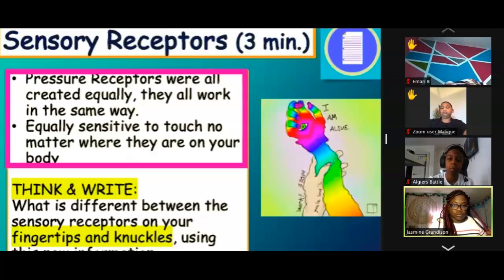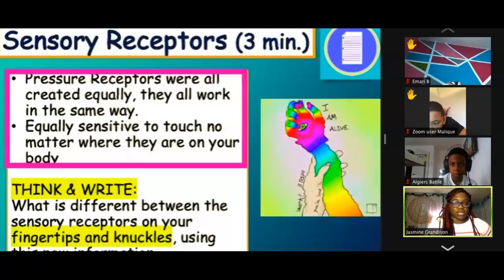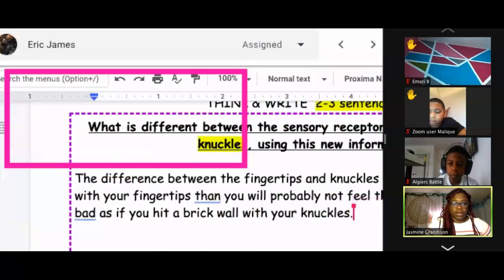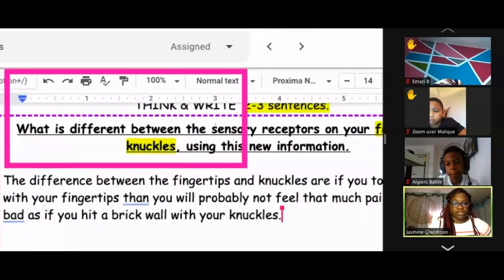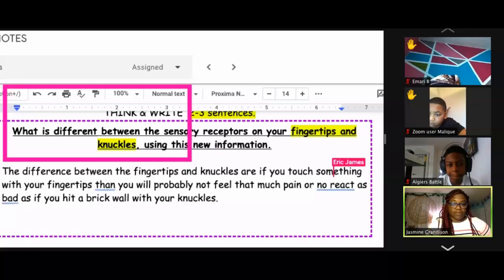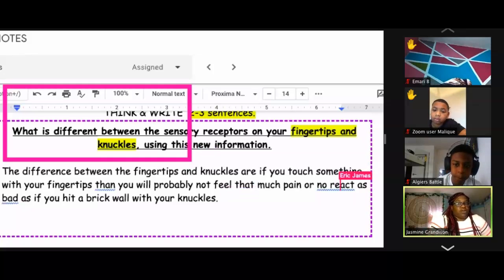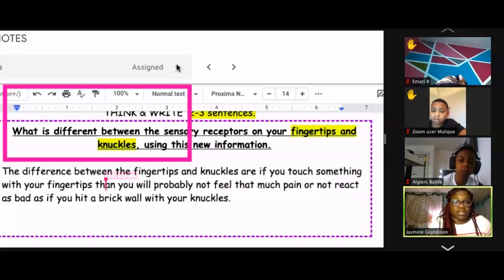James. EJ said the difference between your fingertips and knuckles is if you touch something with your fingertips, then you will probably not feel that much pain, nor react as bad as if you hit a brick wall with your knuckles. Wonderful.